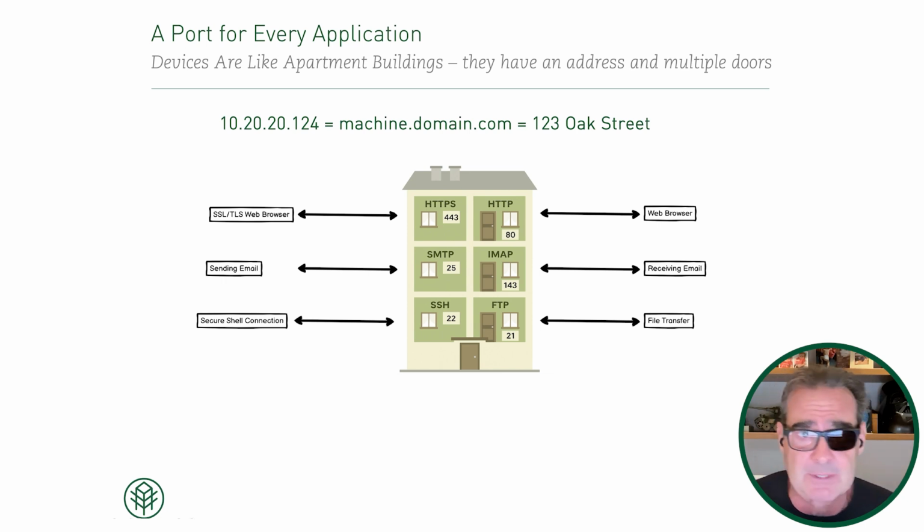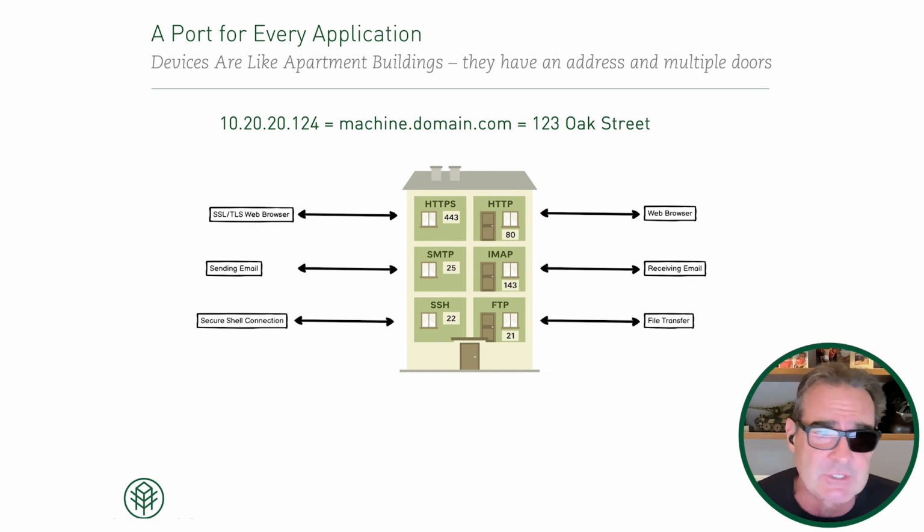So www.parkergale.com or ftp.parkergale.com. In this case, I'm just showing an example of machine.domain.com. And then in our little metaphor, that's equivalent to an address. That's Oak Street. That's a server. It's a device. All your devices have an IP address.